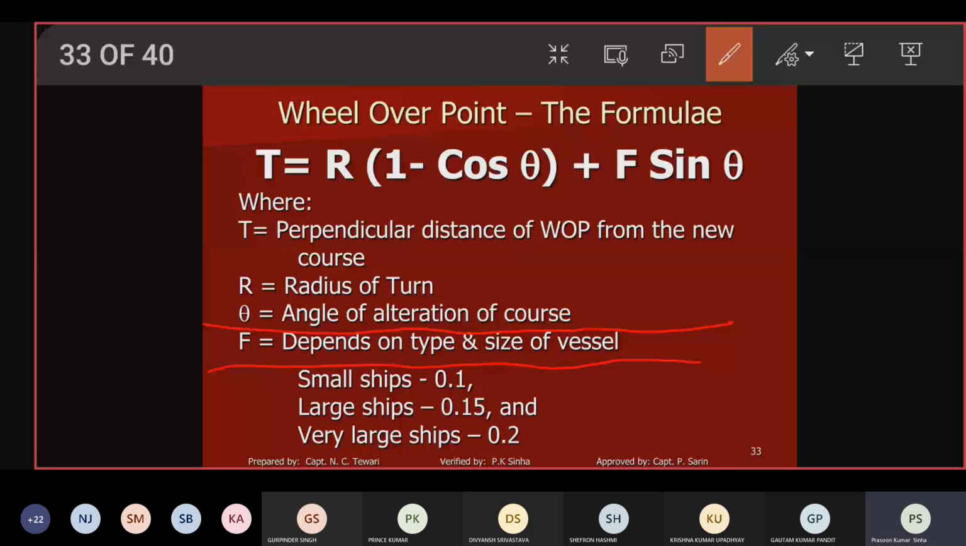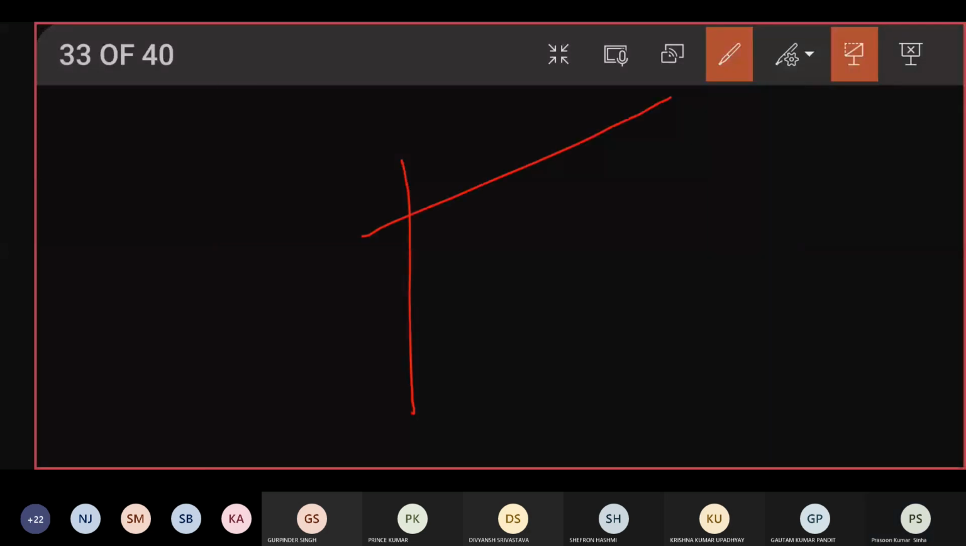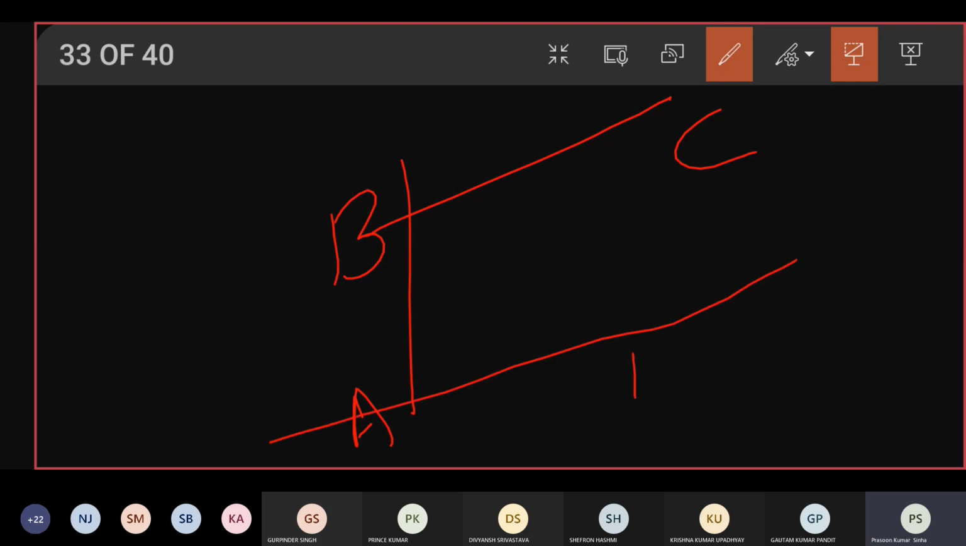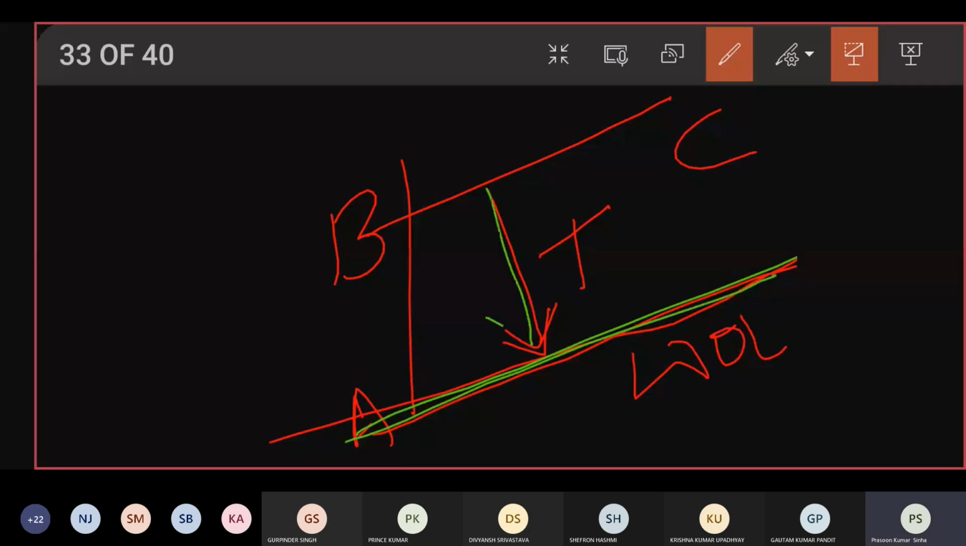Now what we are saying is that if AB is the initial course, BC is the final course, then we have a line called the wheel over line, which is having a parallel distance of T. Correct? The wheel over line is the green line, the distance of which from the final course is given by T. Is that okay? Understood?